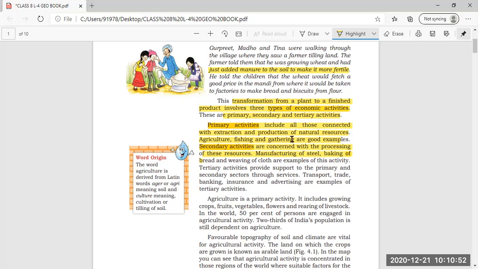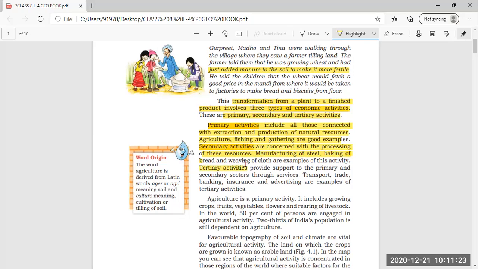That is, primary activity will include only the production, that is, getting the natural resources. Secondary activity is the changes made in those natural resources, changes made through manufacturing, baking, and some other process. That is called secondary activity. An example is baking of bread, weaving of cloth, or making of steel or any other item.